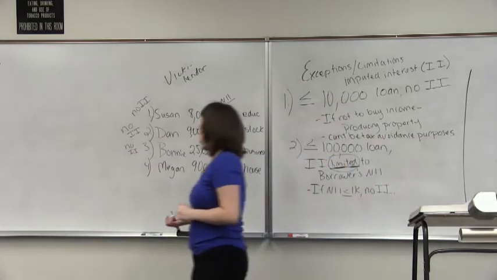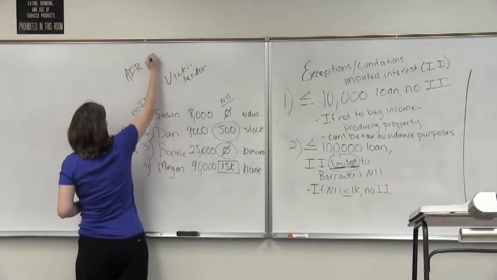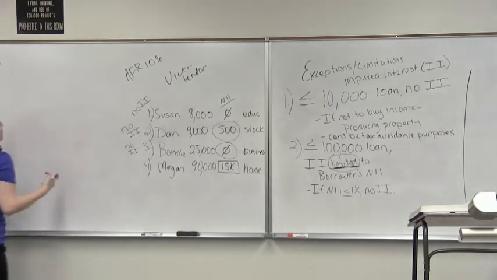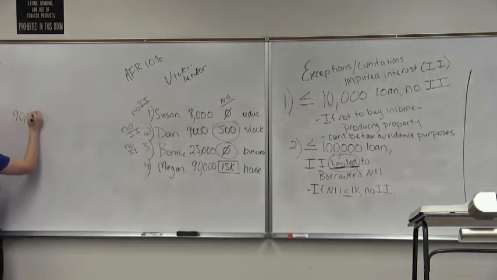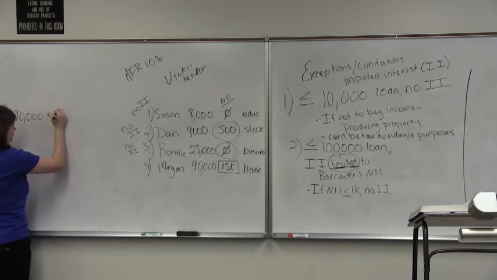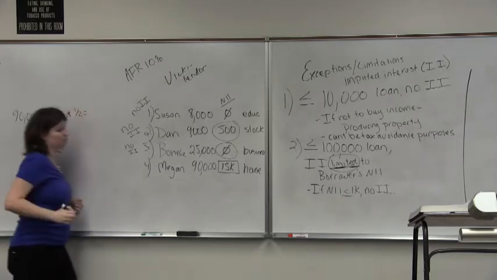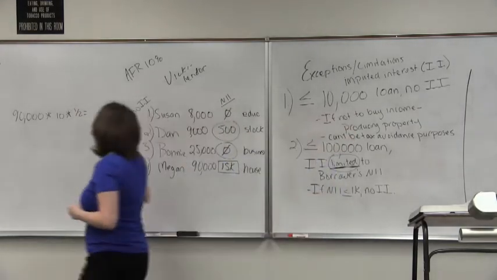So now let's calculate the imputed interest for this loan to Megan, okay? Now remember, we are assuming in this problem it will tell you the AFR. It'll tell you on the exam, whatever the AFR is, okay? The AFR is 10% in this problem. So we have $90,000 times 10% times 1/2 of the year, okay, which equals $4,500.